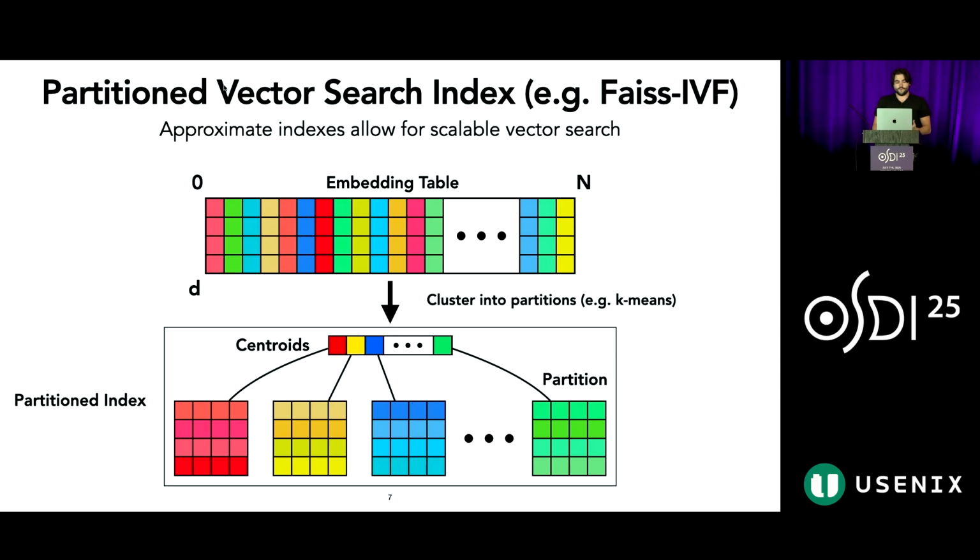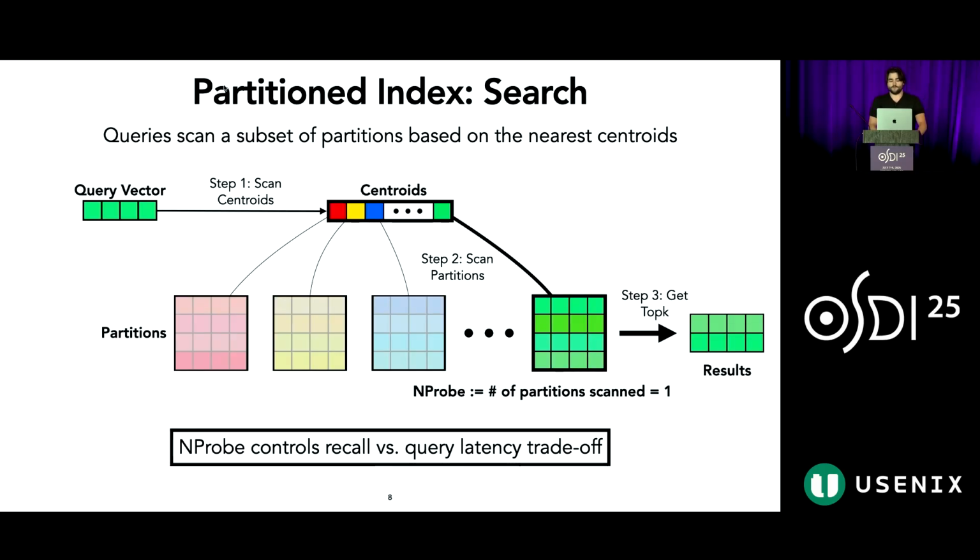The simplest form of index is the partitioned vector search index, where an example of this is a FAISS IVF index. Here you cluster the vectors in your set into partitions using a clustering algorithm such as k-means, so that each partition is represented by a centroid. Then, when queries come in, they first scan centroids to find their most similar partitions, and then scan those partitions. In this example, we scan a single partition, and the number of partitions you scan is a parameter known as nprobe. This is the parameter that controls the recall versus query latency trade-off.